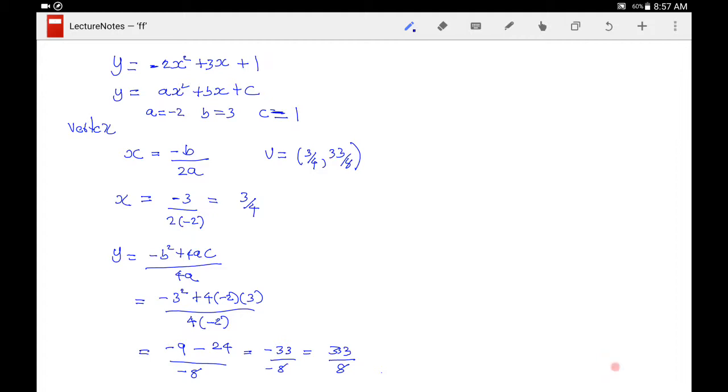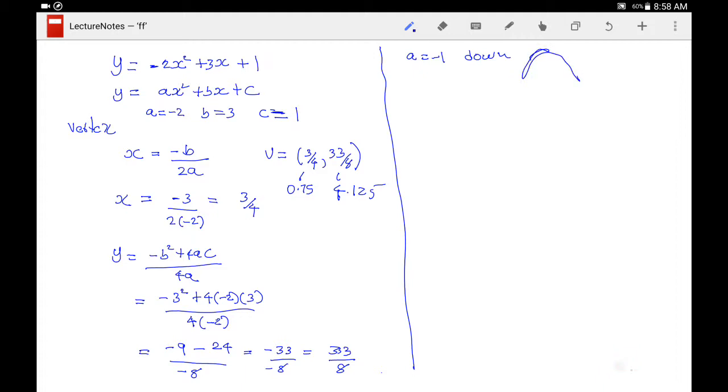Now this is 0.75, this is 4. Here I use the calculator. Now I have to decide whether this goes upward or downward. Here A is negative, so it goes down. That means it opens down, like this.